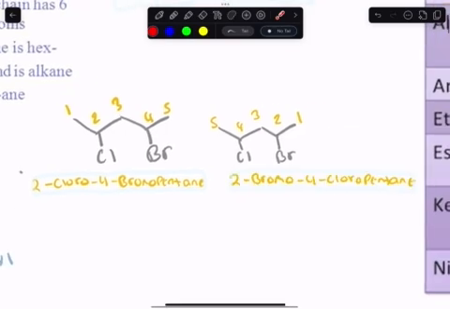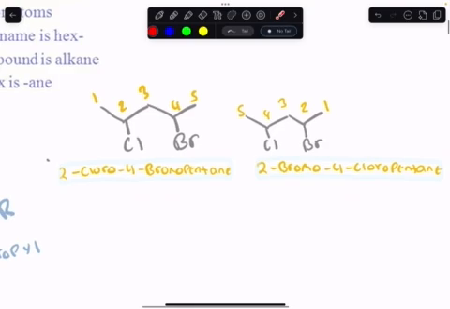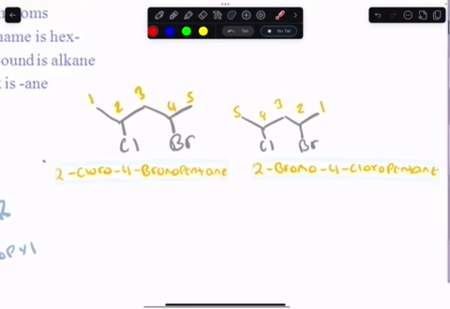So this one we have 2-bromo-4-chloropentane. Now if you look, there's only one real difference here, and that is the switching of the bromo and the chloro. So I guess the main question is, which one is right? I hope you took some time to think about it.